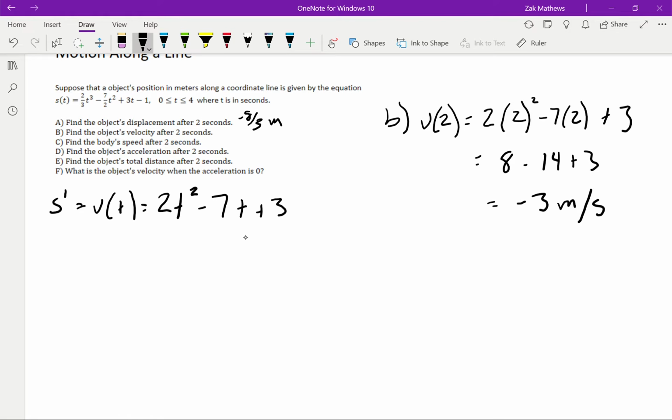If we think about why that is, it is a rate of change. We are changing the distance, the meters, over a certain amount of time. So that's where we're getting the meters per second. So for B, we get -3 meters per second.